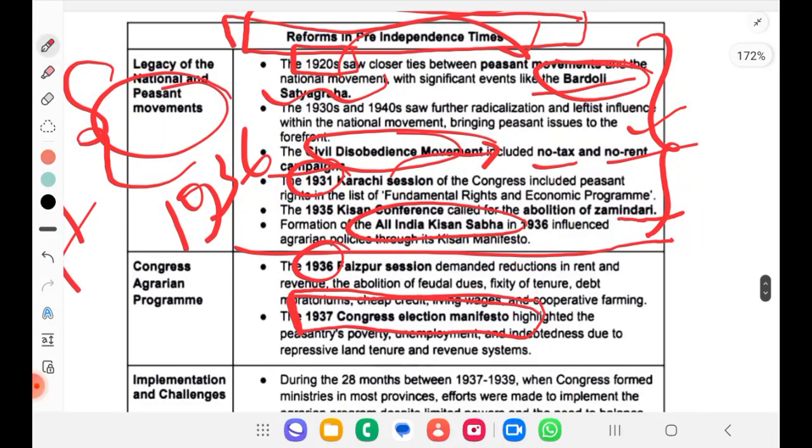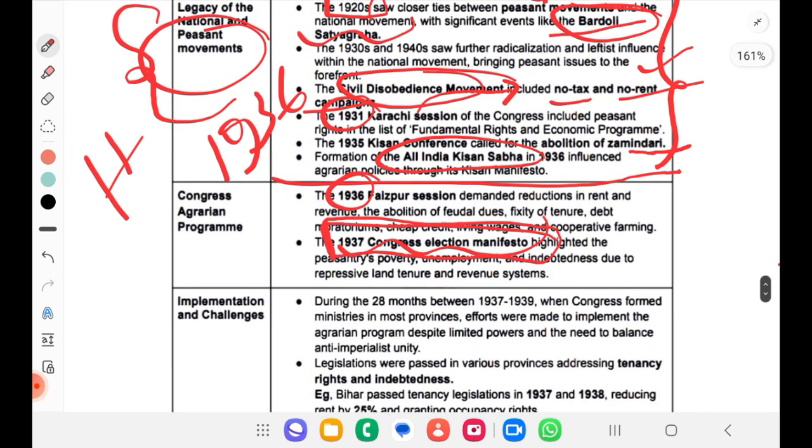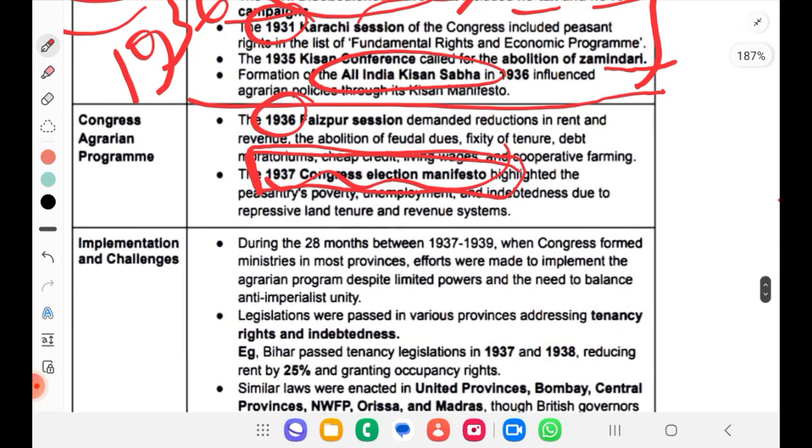This was their manifesto as well, to reduce all these problems. So then we have implementation and challenges. During the 28 months between 1937-1939, when Congress formed ministries in most provinces. So, I told you, the Congress manifesto of 1937.